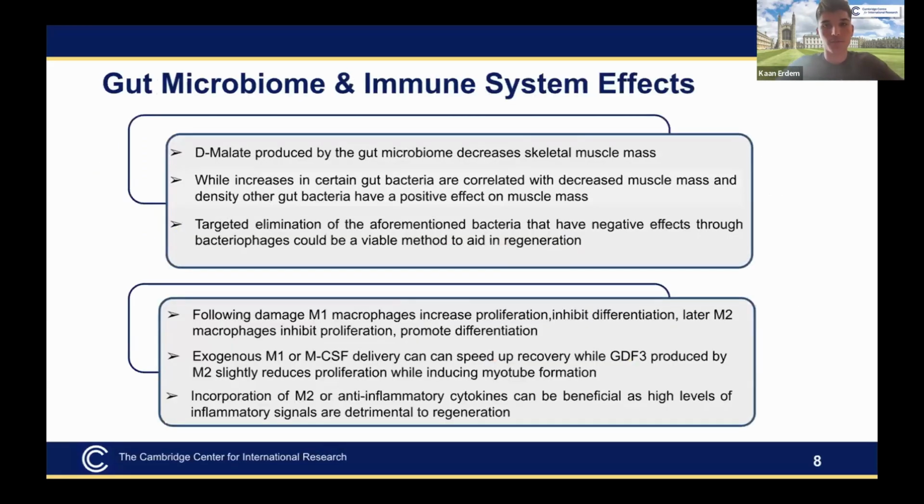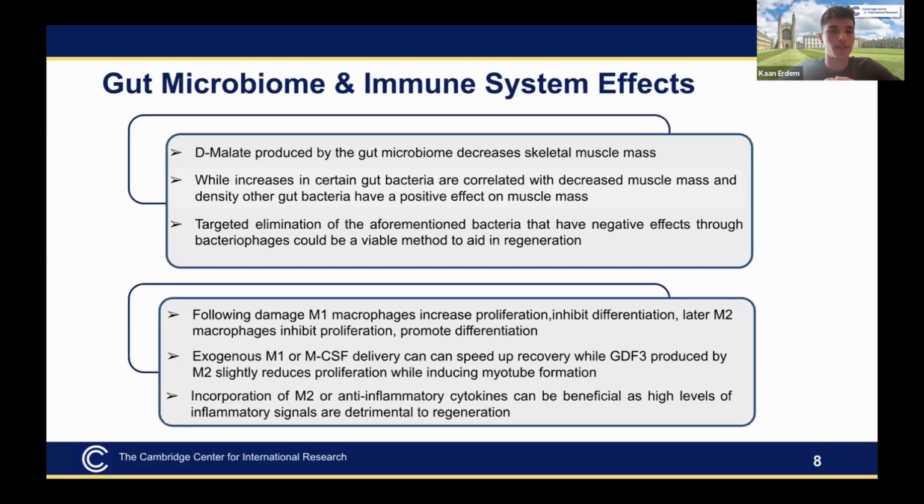So regarding the systems that I previously mentioned, which are the gut microbiome and immune system, for the gut microbiome, it has been shown in studies that D-malates, produced as a metabolite by certain bacteria in the gut microbiome, for example Brevibacterium, have been shown to decrease skeletal muscle mass through their negative effects on angiogenesis.